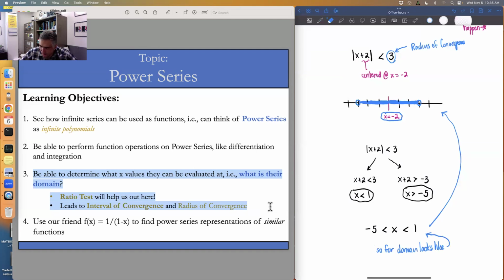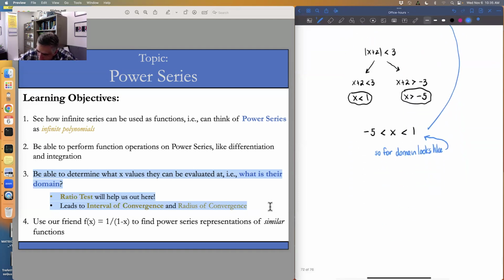So what we need to test now is the endpoints. And what I mean by this is we are going to literally take those endpoints, x equals 1, x equals minus 5, plug them into the original power series, and look to see if that resulting power series, those individual ones, converge or diverge. If they converge, we will include that endpoint. If it diverges, we won't include that endpoint.